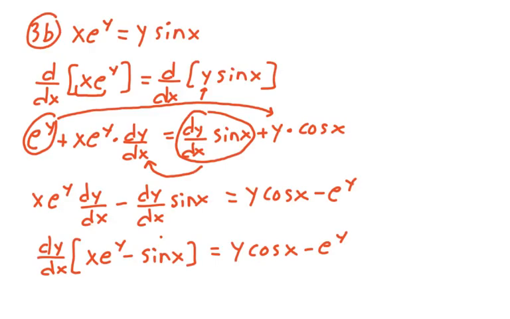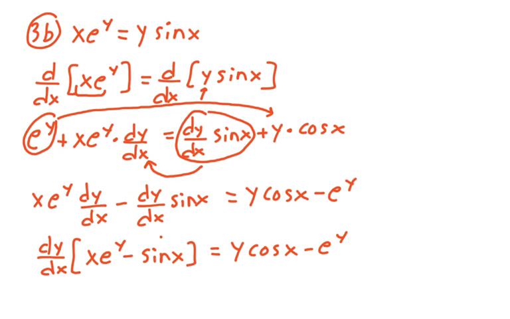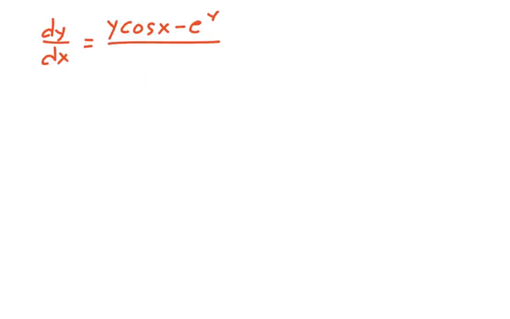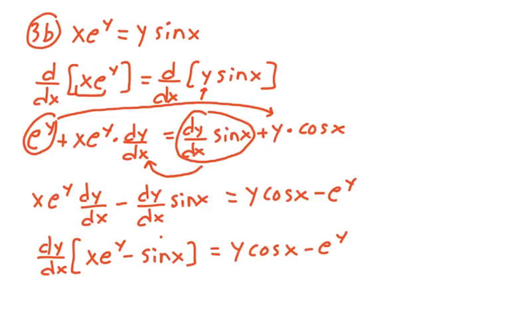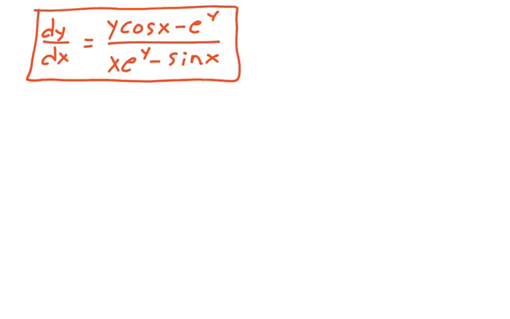So in other words, I get dy dx is, and I get y cosine x minus e to the y divided by, and then it's x e to the y minus sine of x, right? Perfect. And that's how we do problem 3b.